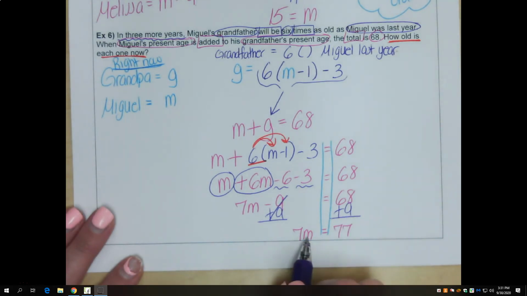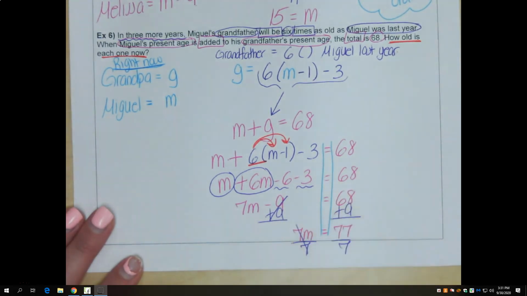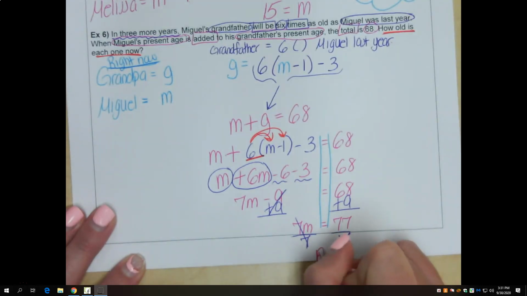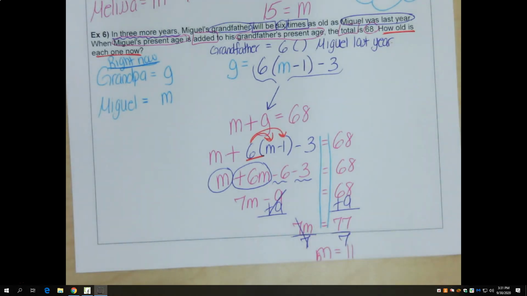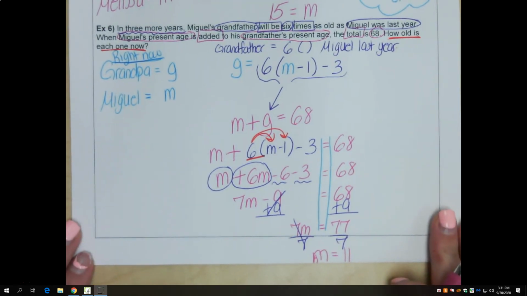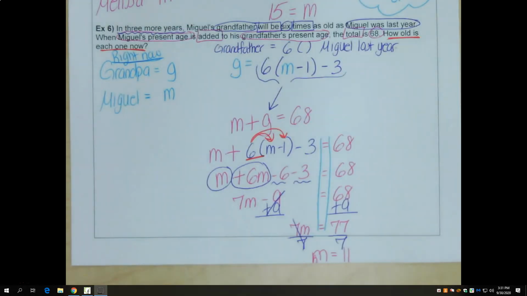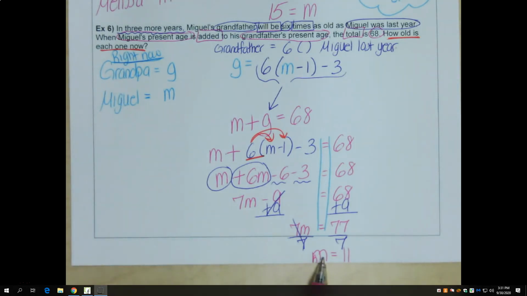Last step, M is on the left-hand side. In order for me to get rid of 7, well, the opposite of multiplication is division. So I'm going to divide 7 out, and that leaves me with just the variable M. Oh my goodness, I keep going off the page. M equals 11. But I have to carefully reread the question one more time, make sure I answered it. Question asks, how old is each one now? That means I want to know how old the grandfather is and how old Miguel is. So if I know that Miguel is 11, I can go back up top here and fill that in.